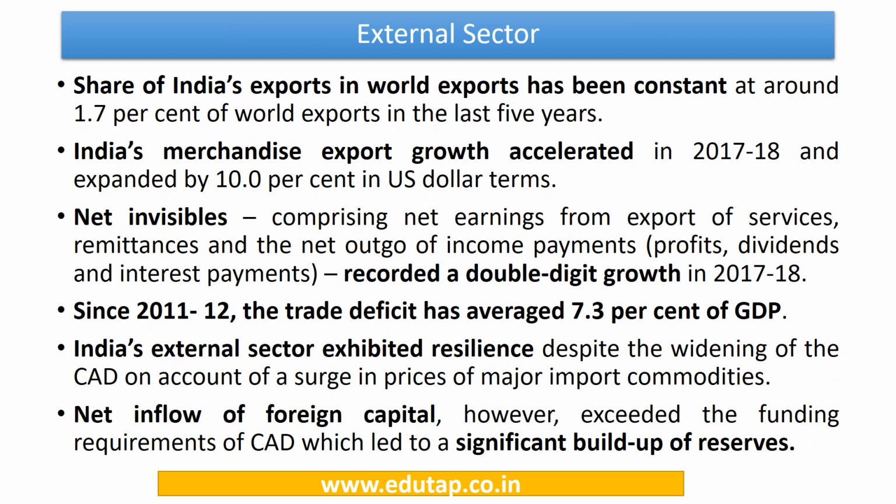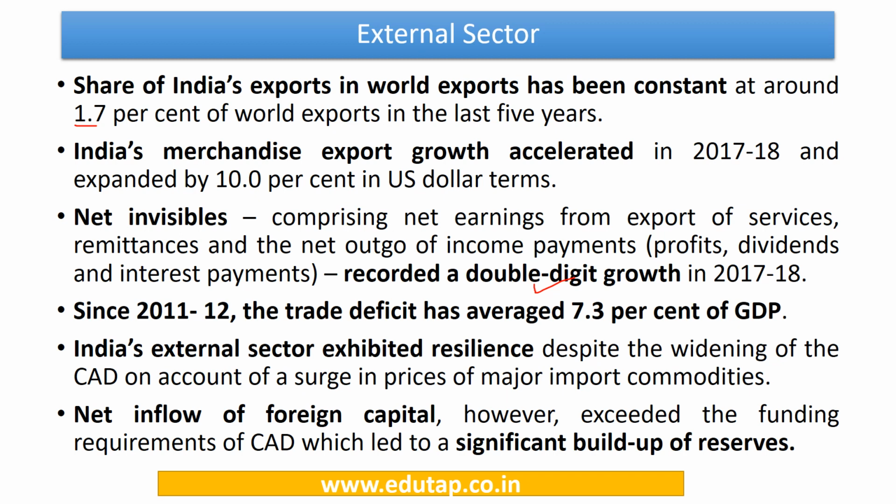External sector, if we talk about this sector, then the share of India's exports in the world exports has been constant, around 1.7%, and the growth in India's merchandise exports has accelerated. The net invisibles comprise the net earnings from export of services, remittances which we receive from Indians in other countries, and the net outgo of income payments, which are profit, dividends and interest. This recorded a double-digit growth. So there was growth in this component.